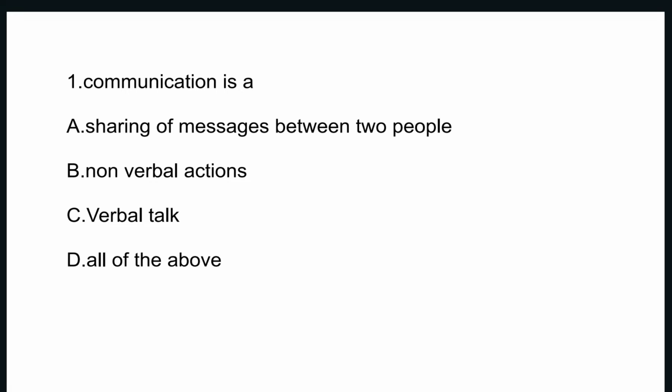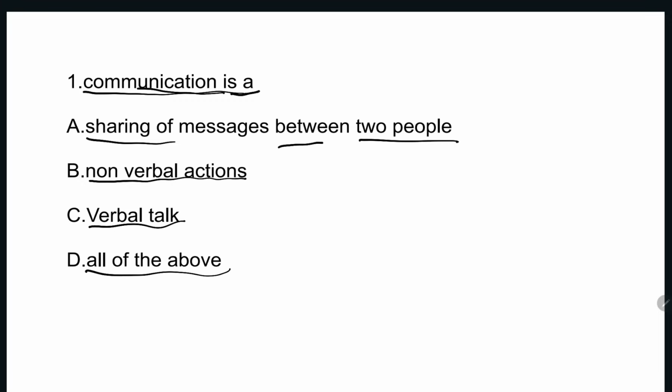The first question is: communication is option A, sharing of messages between two people. Option B, non-verbal actions. Option C, verbal talk. Option D, all of the above. So if you see all the options, the right one is option D.